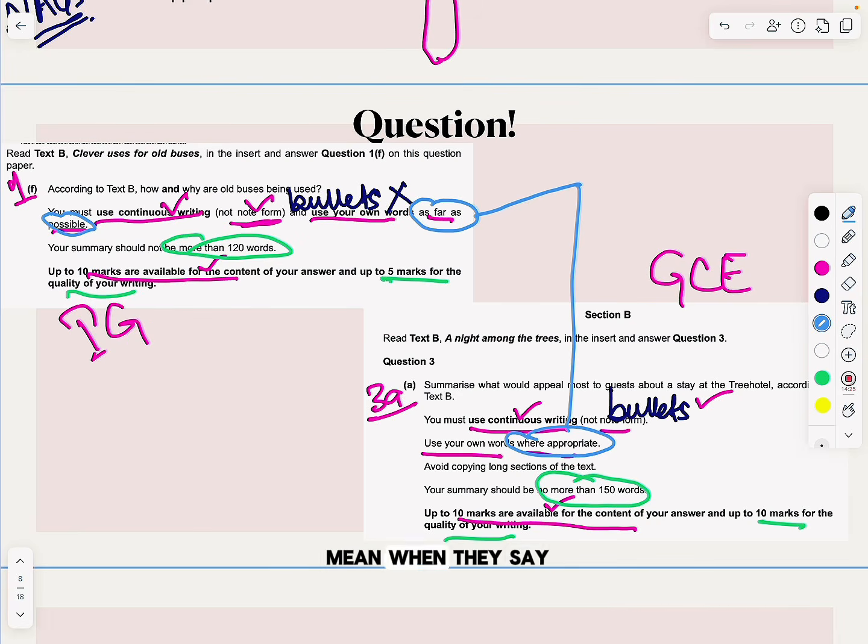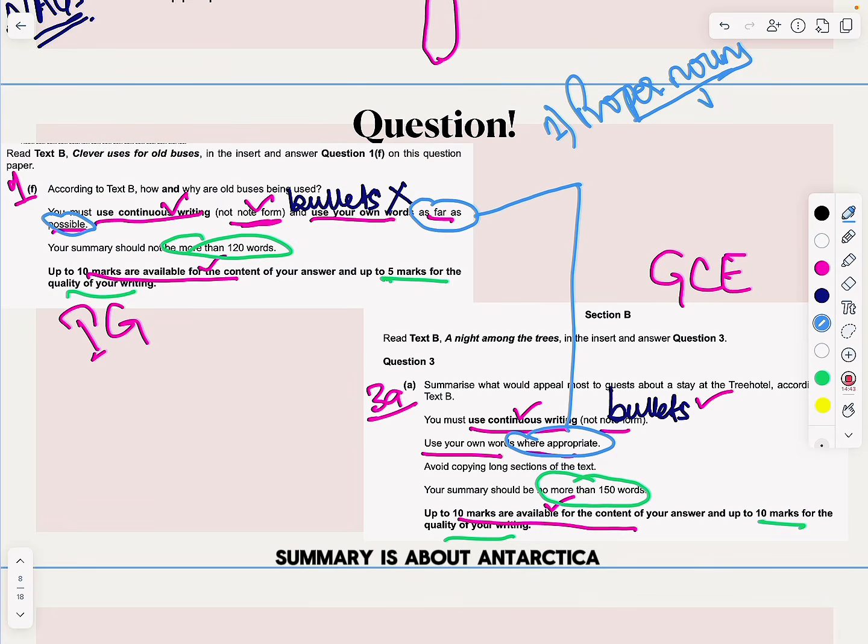So what they mean when they say as far as possible or where appropriate is that as much as you can, try to use your own words. What I mean by that is that on certain occasions, there are some proper nouns in the text which cannot be changed. For example, if the summary is about Antarctica, examiners are not expecting you to come up with a synonym of Antarctica. I mean, obviously, you can't change that. Number two, if there are names, for example, which also, by the way, are proper nouns.